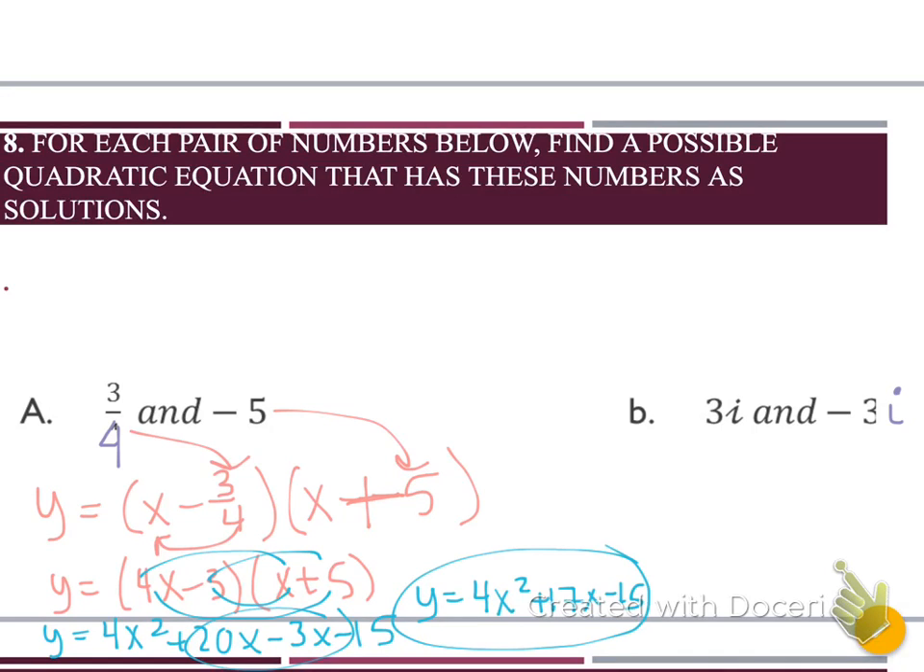Okay, my next one, I got positive 3i, negative 3i, so I can use my shortcut if I want to. So I have my addition and my multiplication. So 3i plus negative 3i is 0. And then when I multiply, 3 times negative 3 gets me negative 9. I times I is i squared, which will change it to a positive 9. So when I write it out, I got 0x plus 9, or just x squared plus 9, because 0 times x is just 0.